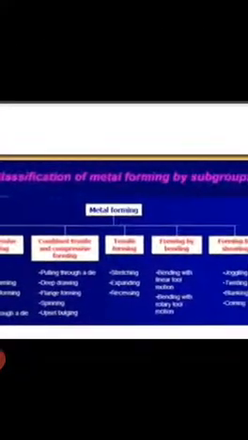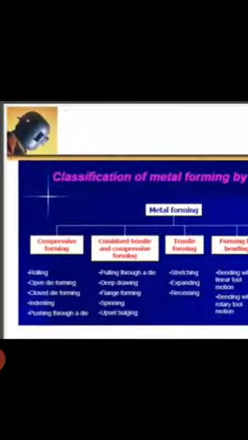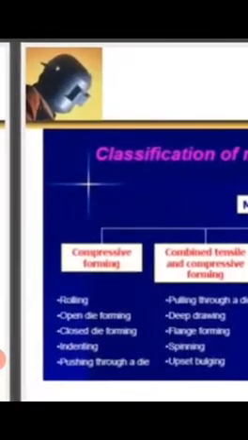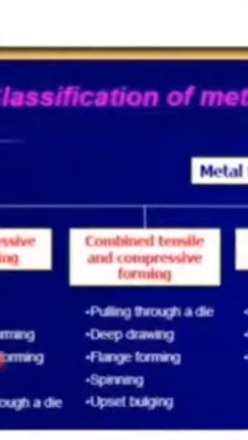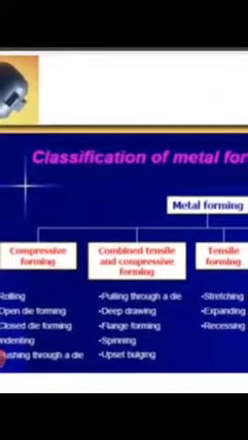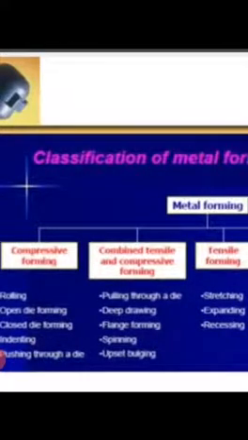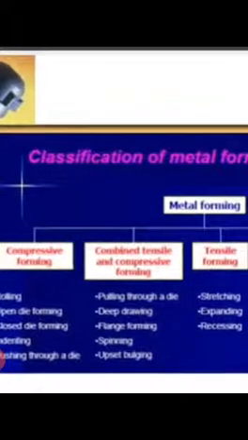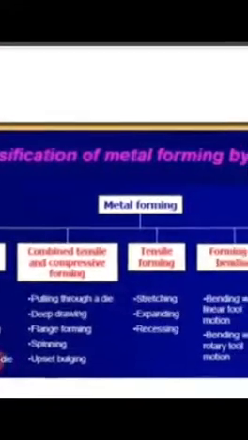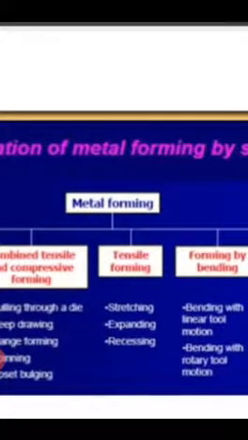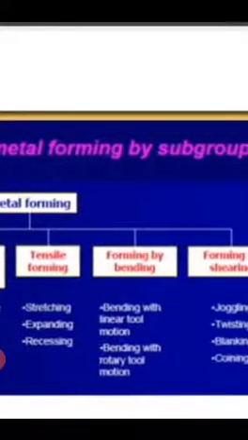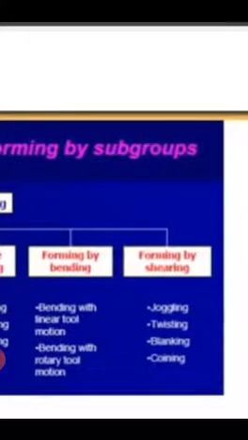This is a detailed classification of metal forming by subgroups. The first one is compressive force, and the examples are rolling, open die forming, closed die forming, indenting, and pushing through the die. The second is combined tensile and compressive force, with pulling, deep drawing, flange forming, spinning, and upsetting. Next is tensile forming, with examples like expanding, recessing, and stretching, and forming by bending, with linear tool motion and with rotary tool motion. Then forming by shearing, such as jogging, twisting, blanking, and winding.